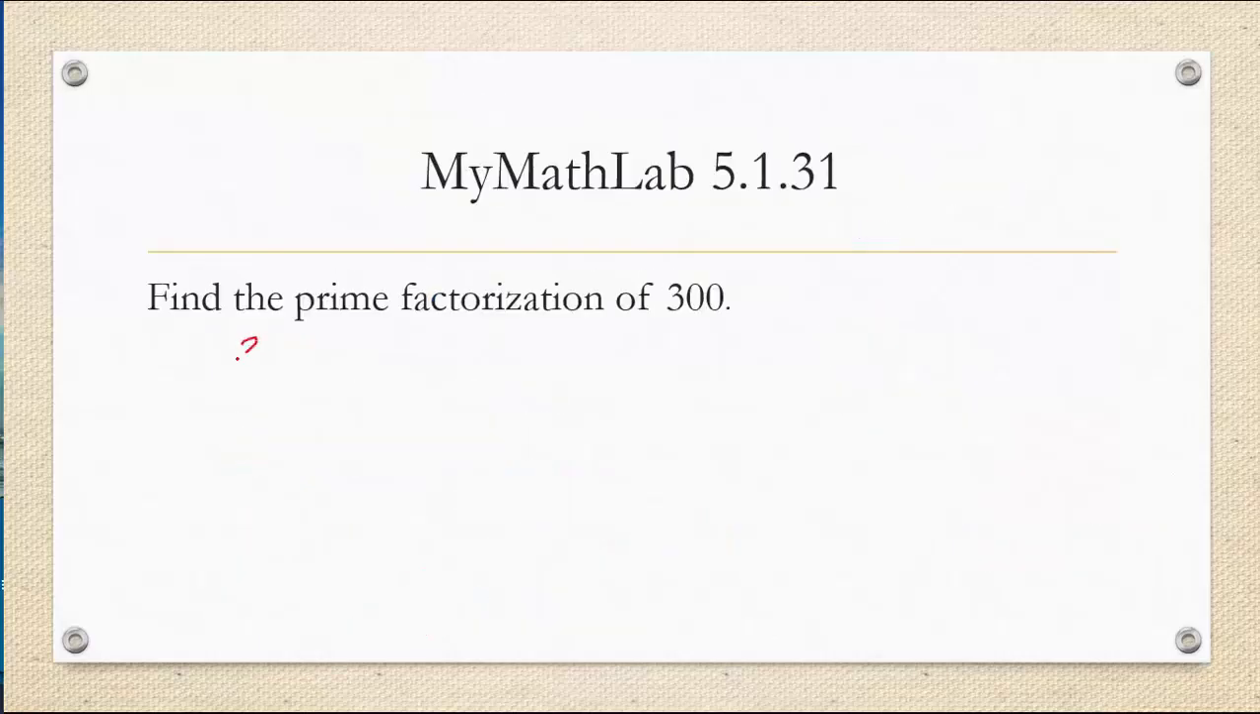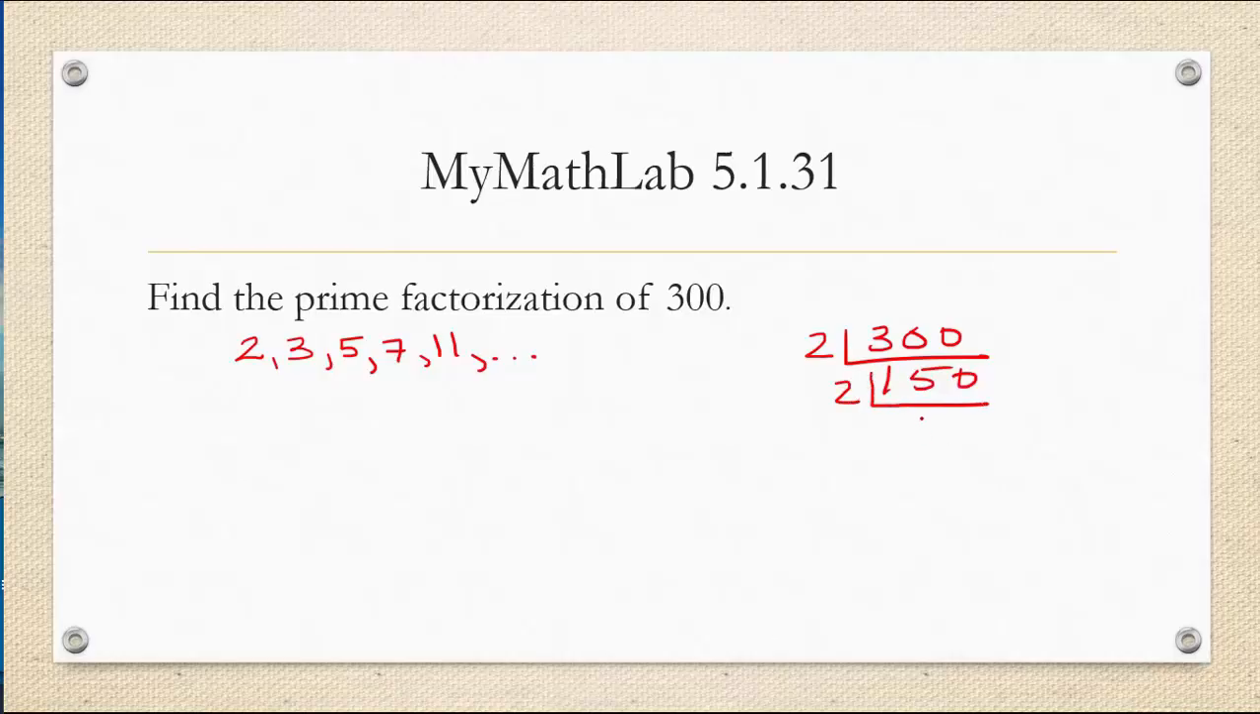I'm going to use the ladder method because it seems like my students like that one best. I'm going to jot down the first few prime numbers and then just keep those in mind. So I'm going to start with the smallest. 2 goes into 300 150 times. 150 is also an even number, so we'll divide by 2 again, and that gives me 75.